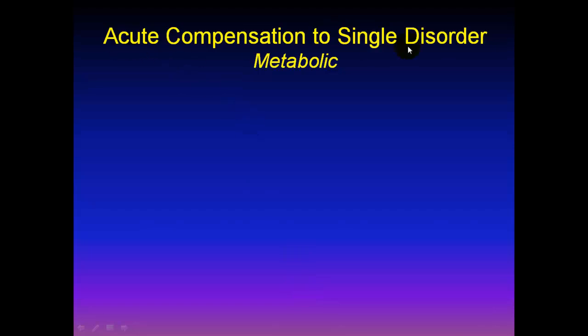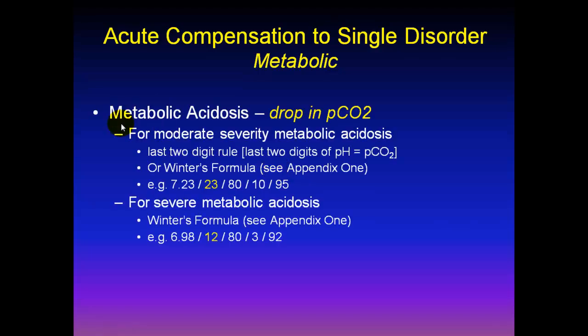So how about acute compensation to a single metabolic disorder? In a metabolic acidosis, the compensation is that we drop the PCO2 to create a secondary respiratory alkalosis. And we like to use what's called the last 2-digit rule. It's a rule of thumb. It's not totally accurate. Take it with a grain of salt. But the rule is, for moderate severity metabolic acidosis, the last 2 digits of the pH are close to the 2 digits of the PCO2. The PCO2 is falling to compensate for the metabolic acidosis.